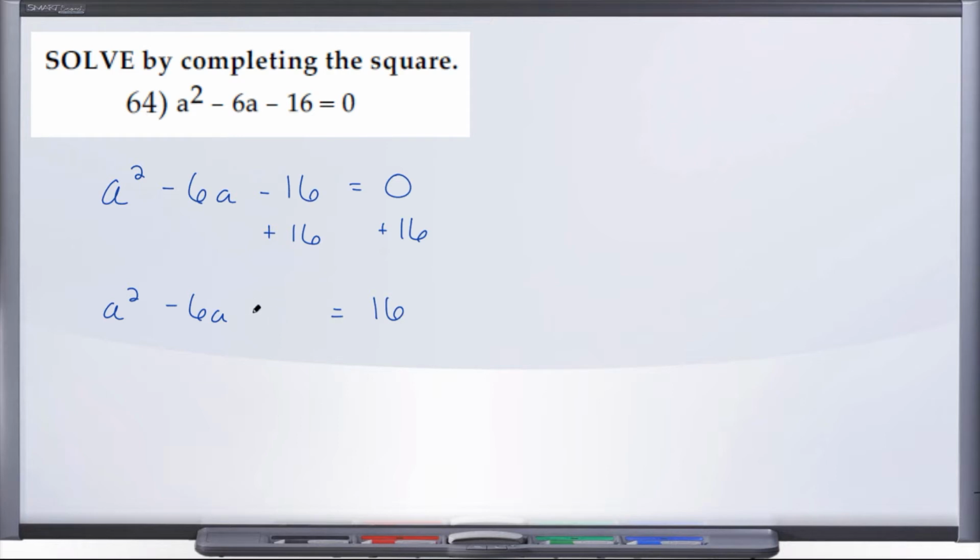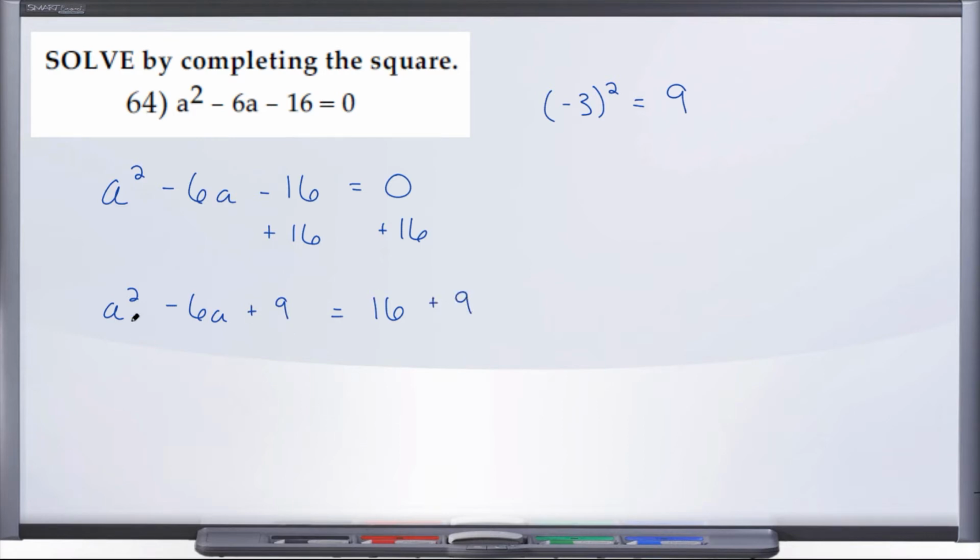And now to complete the square, we're going to take half the middle term. So the middle term here is negative 6. So half of negative 6 is negative 3. And then we're going to square it, and we're going to add the result to both sides. So negative 3 squared is 9. So we're going to add that result to both sides.